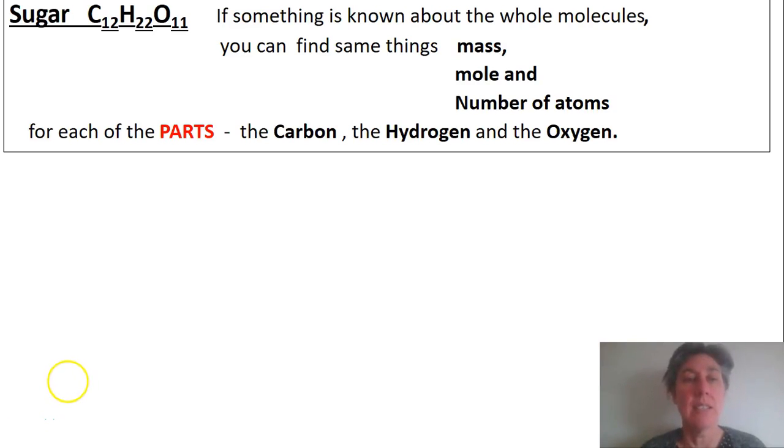Okay, so this is the example that we did in class the other day. If you have a whole molecule and you want to break it up into its parts, we're going to do our example with sugar, sucrose. So sugar is made up of 12 carbons, 22 hydrogens and 11 oxygen for each molecule of sugar. So we're going to break it up into its parts. That's carbon, hydrogen and oxygen.